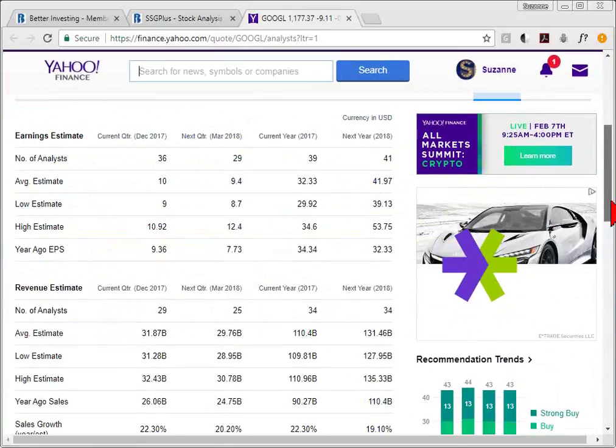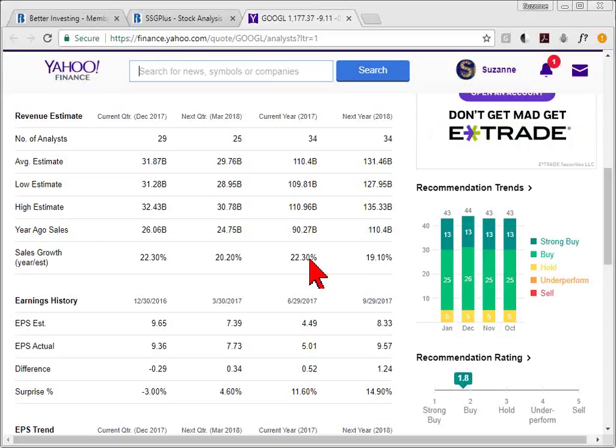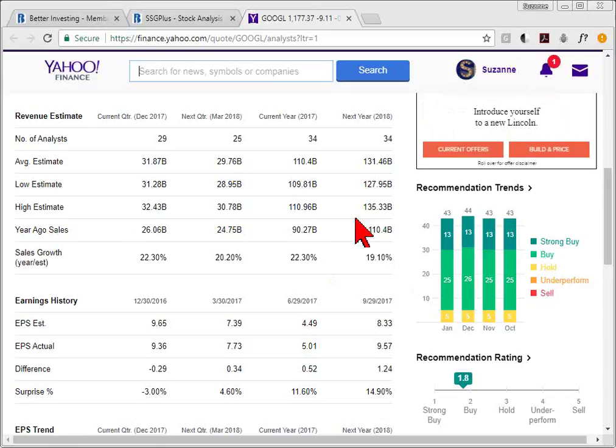So I'm going to scroll down, and there is a revenue estimate box. And year by year, I'm seeing for the current year and the next year, 22%, 19%. So we're building up this collection of information. 15 history, 21 history, 14 from Morningstar, 22 for this year, 23 for the last quarter, 19%.